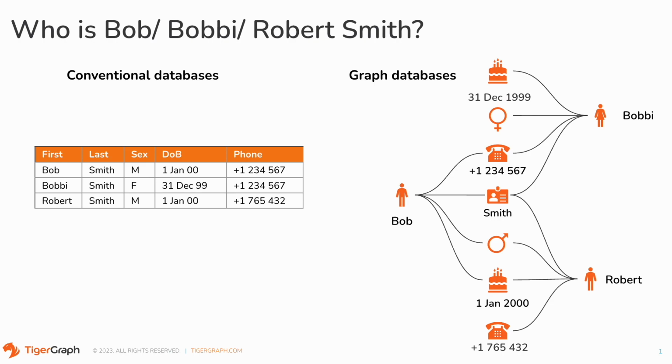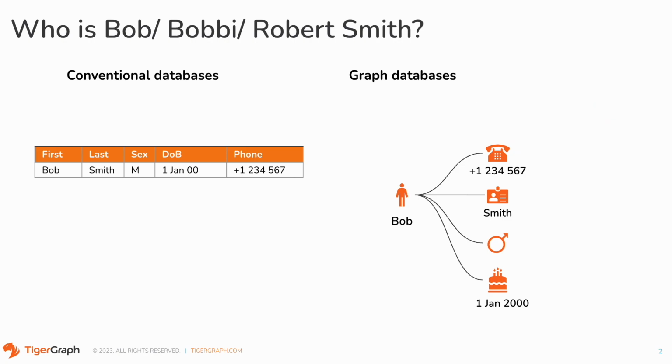So here's a little story about why, if you have mixed up customer data, you need a graph database. Have a look at the diagram on the right. You have a database with 3 customers: Bob Smith, Robert Smith, and Bobby Smith.